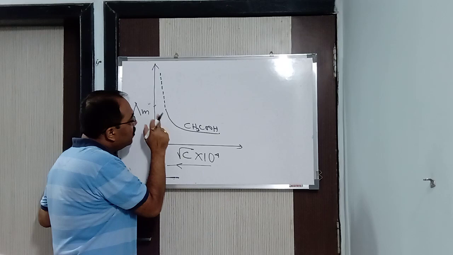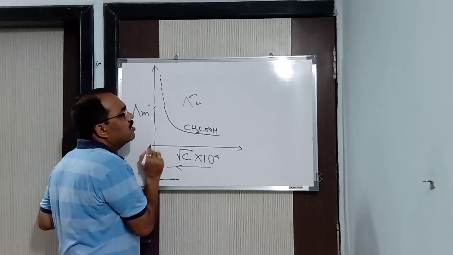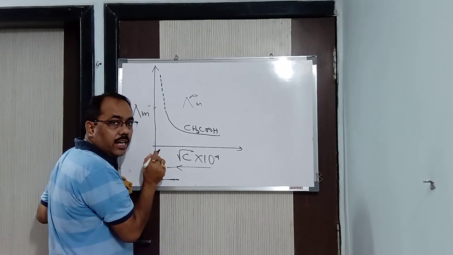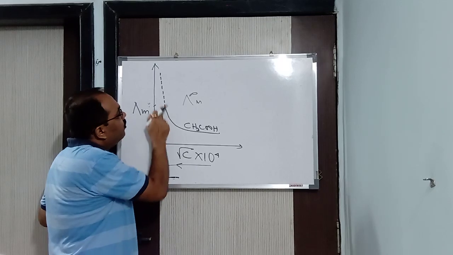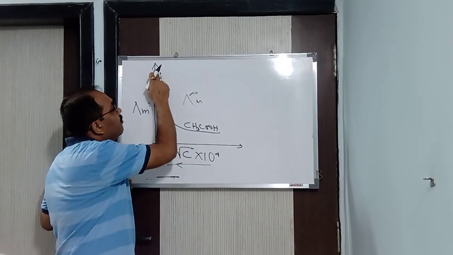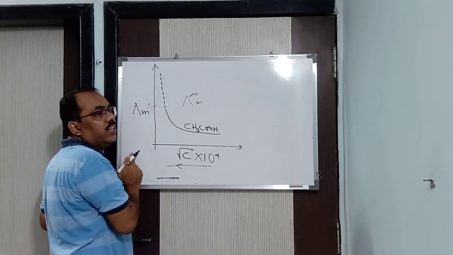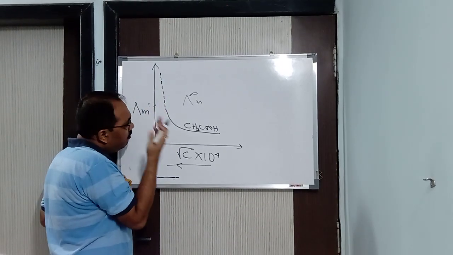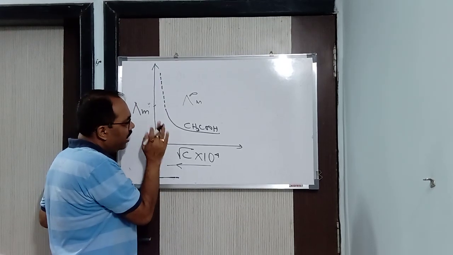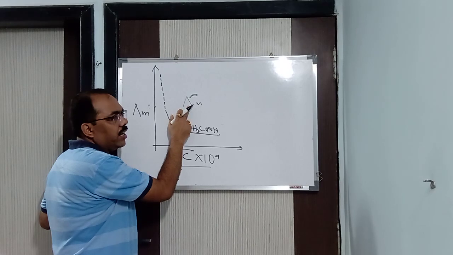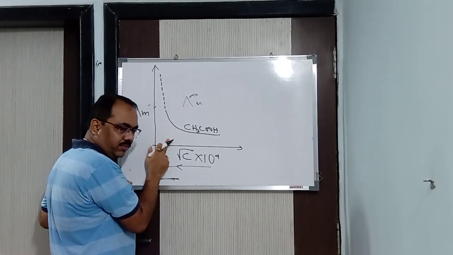That means from this graph, you cannot find Λ°m, the molar conductivity at infinite dilution for acetic acid. Because only if the graph meets will you find it. Suppose the graph meets somewhere here, then I can say this is the molar conductivity at infinite dilution. But it is not meeting. It is a parallel line, as you can see. It will never meet. So from the graph, we cannot find the molar conductivity at infinite dilution for a weak electrolyte. This is the drawback of this particular graph.